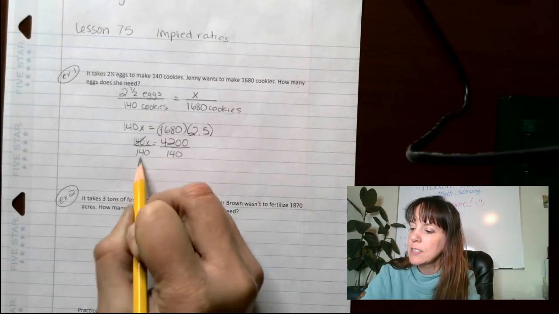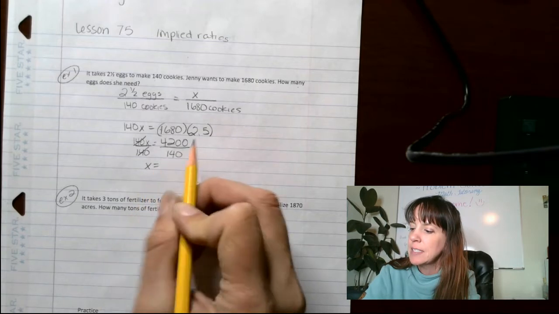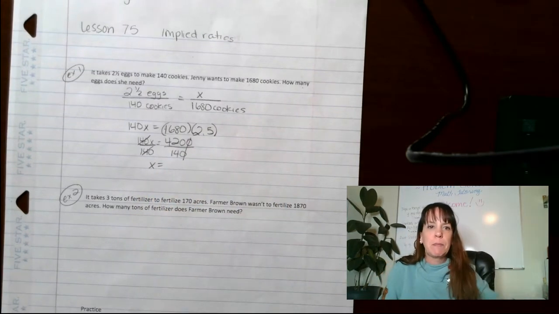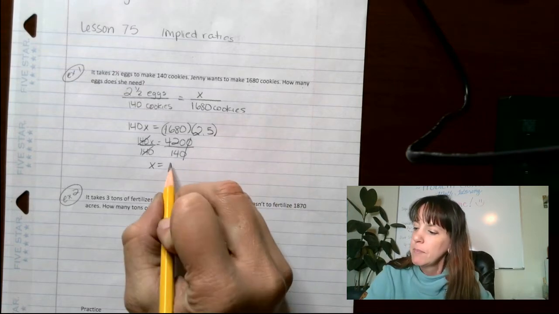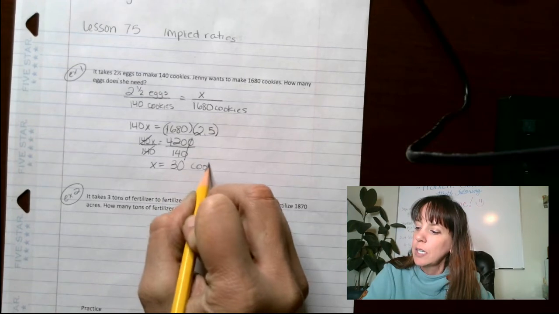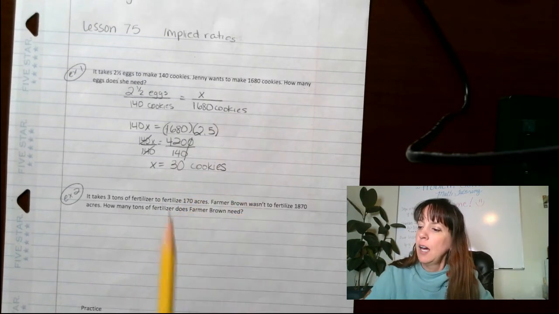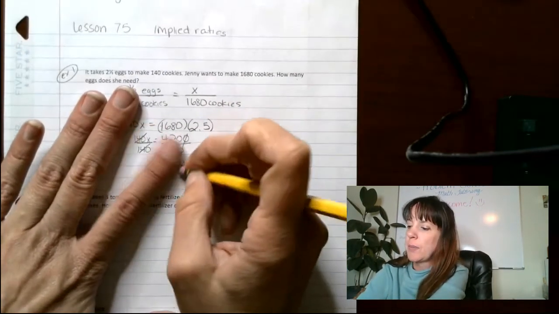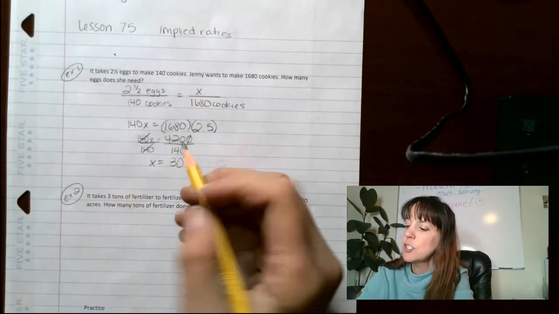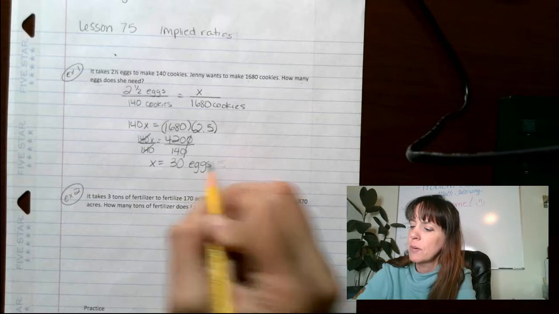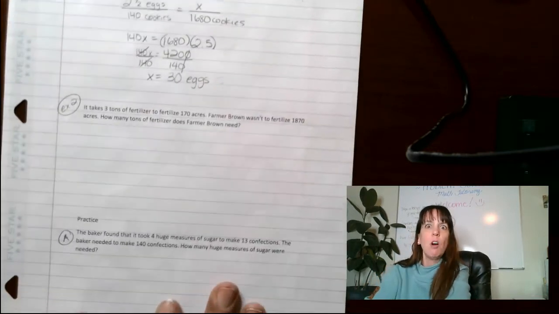This cancels out. This cancels out. I get x by itself. X equals, lop the zeros off. So then 420 divided by 14 gives me 30. 30 cookies. She needs, no, not cookies. See, this is why you always go back and read your problem. How many eggs does she need? She needs 30 eggs. That's a lot of cookies. She better be making them for me, all for me.